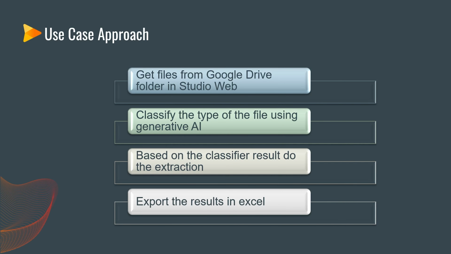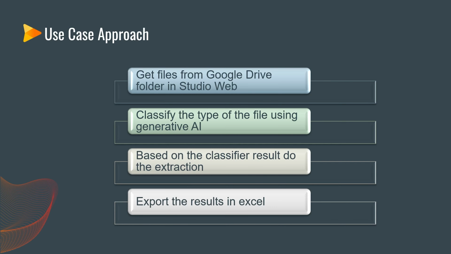To make it more clear, we'll do this in a use case approach. So this will be our use case. The first step is to extract the files from Google Drive, and the entire thing is happening in Studio Web. Then we quickly classify the type of the file using generative AI, and based on the classifier result we'll do the extraction from that file, export the results to an Excel, and save it back to Google Drive.